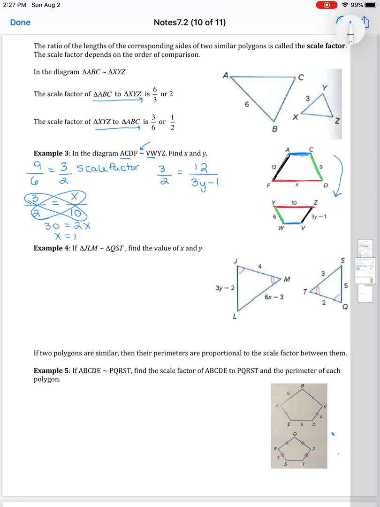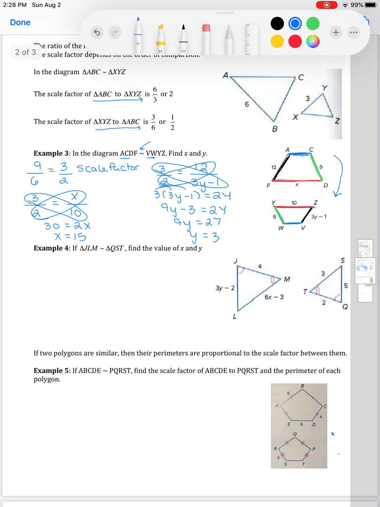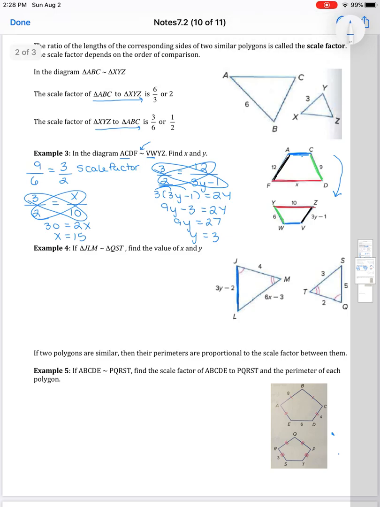So then I cross multiply. 30 equals 2x, so x is 15. On the bottom here, let me write it out this way, just so that you can see that you're going to have to distribute that 3 to both. So you get 9y minus 3. 9y is 27, and y comes out to being 3. So x is 15 and y is equal to 3. But again, we color-coded it. It makes it a lot easier that way to see what matches up with what.